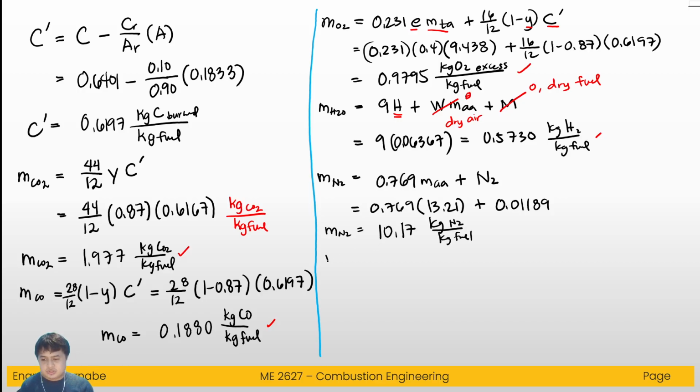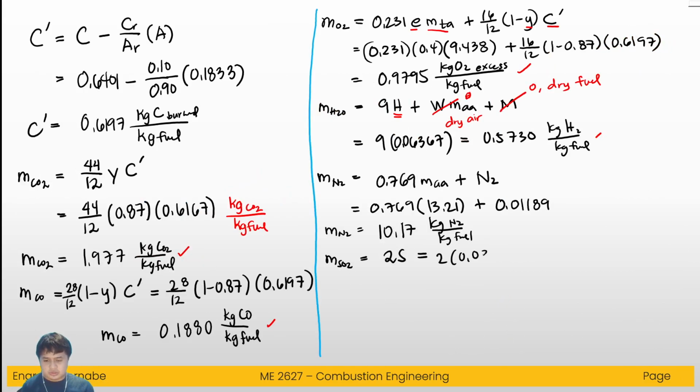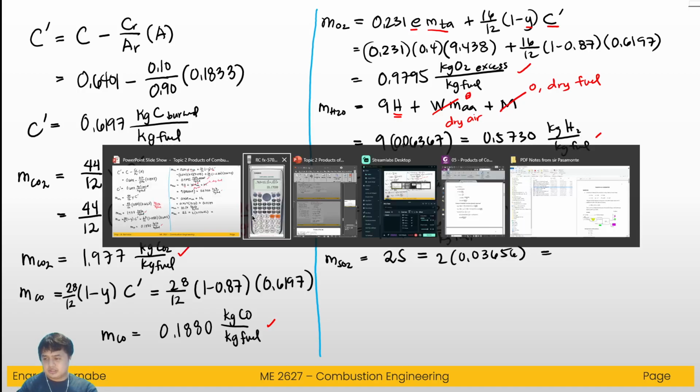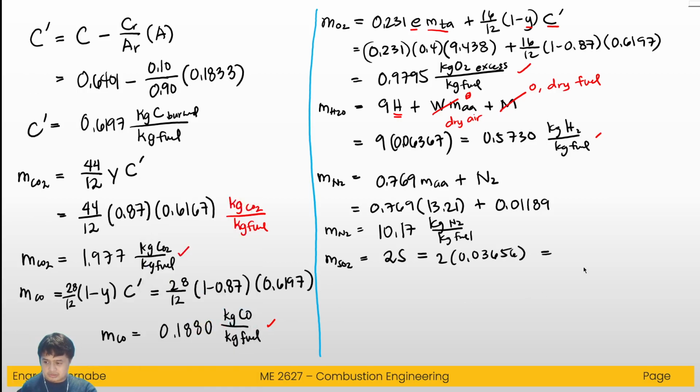So what's the last one? We have the sulfur dioxide. This is the simplest one. This is just 2S, multiplied by the ultimate analysis of sulfur, which is 0.03656. So 2 times 0.03656 is 0.07312 kilogram of sulfur dioxide per kilogram of fuel. So we will make use of this for our Orsat analysis.